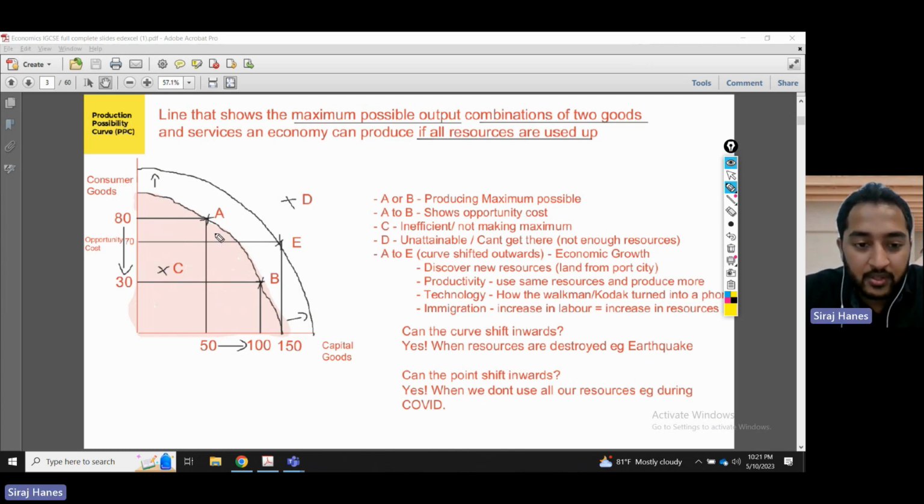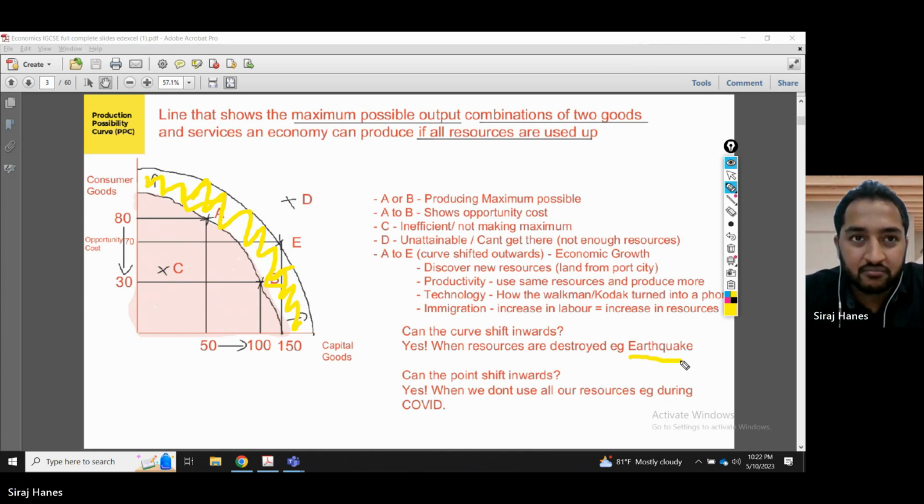Because all these resources that we had are now destroyed. These extra resources got destroyed, so the curve shifted inwards. It shifted inwards. For example, an earthquake, a tsunami, anything, volcanic eruption, something or the other that destroyed all our resources and it shifted inwards.